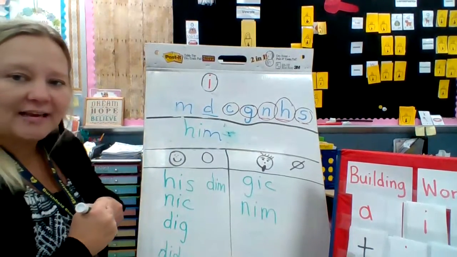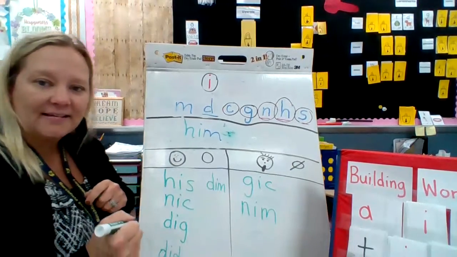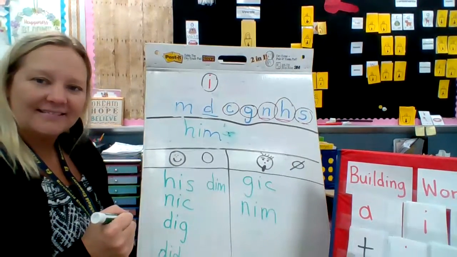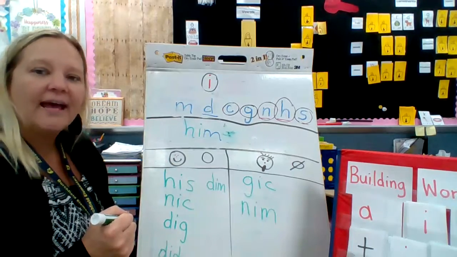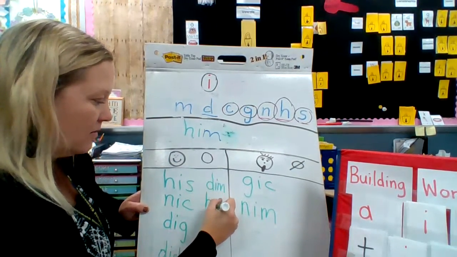He is my student. I like him. Everybody say him. I like him. I will play with him. All right, so I'm going to write it underneath the real column.